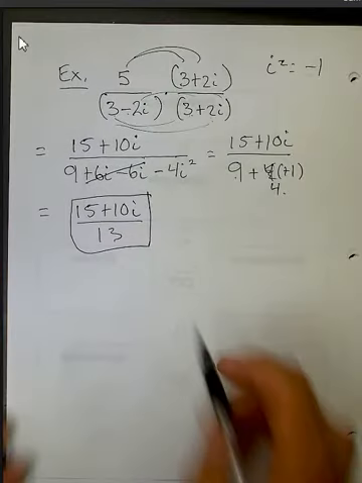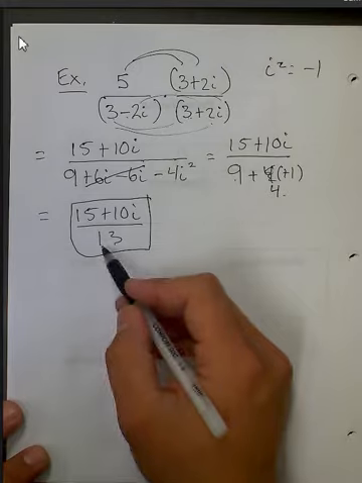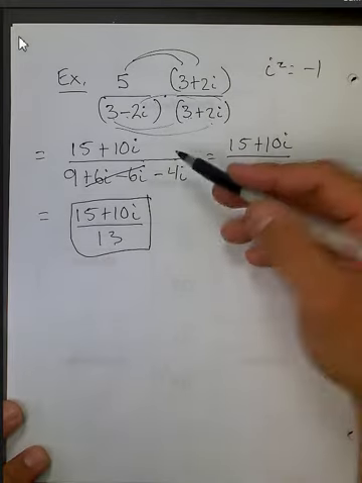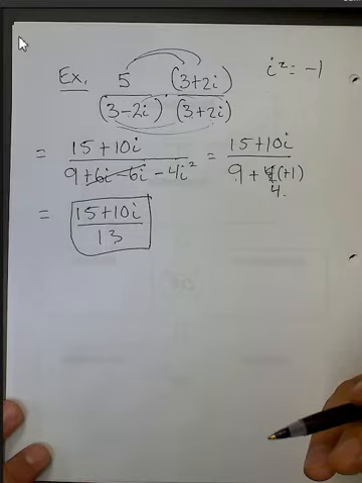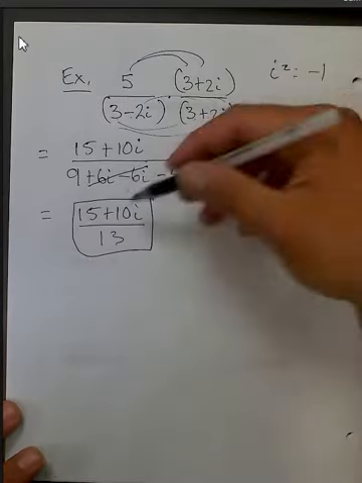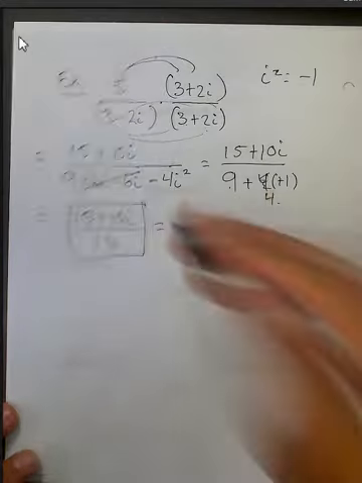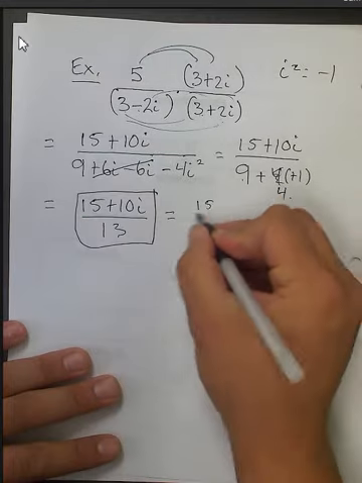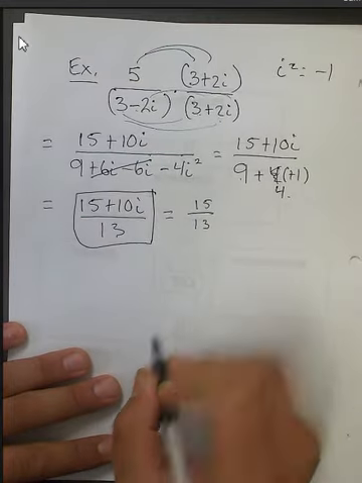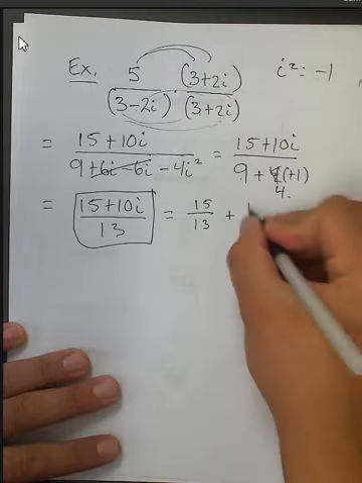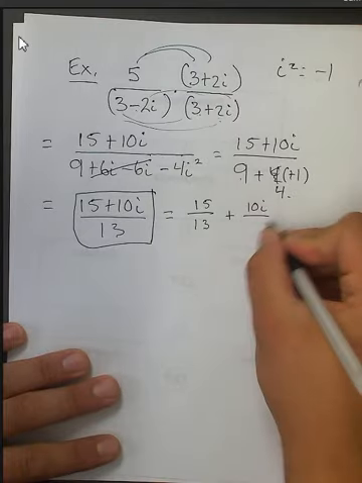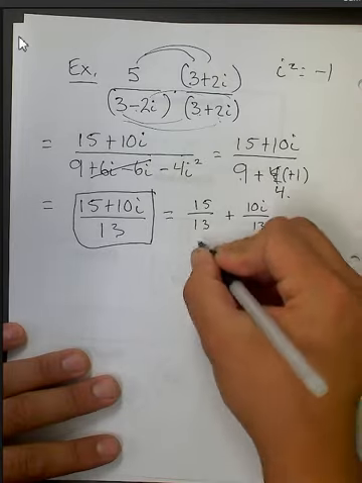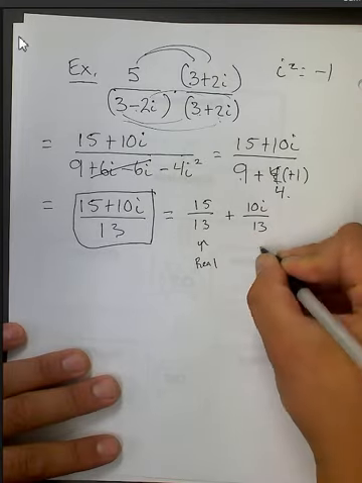You have a real number on the bottom, you've rationalized the denominator, you divided by a complex number, and now to really write this in standard form, you want to break apart this fraction. You separate the real part, so 15 over 13 plus 10i over 13, where you have the real part and the imaginary part separate.